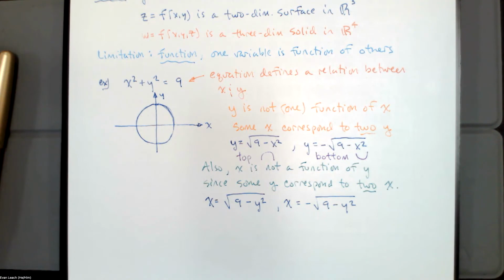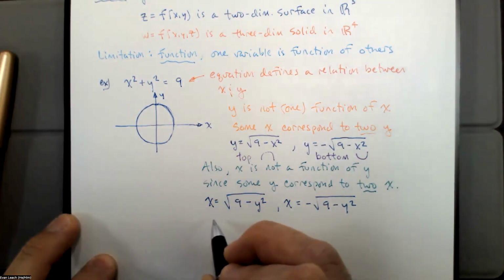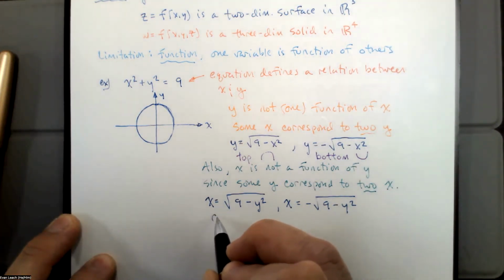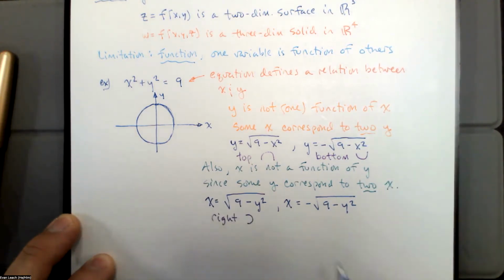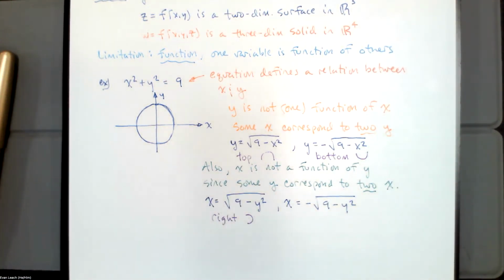Similarly, with x equals plus and minus the square root of 9 minus y squared, we have half of a circle. We get a semicircle. In x equals the positive square root of 9 minus y squared, we're looking at where x is positive. So that'll be the right half of the circle. And then when x equals the negative square root, we're looking at the left half of the circle.